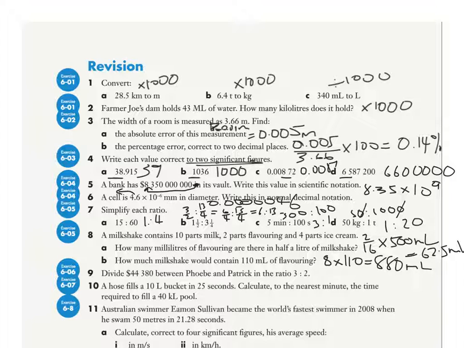Alright, 4,443,80 between Phoebe and Patrick in a ratio of 3 to 2. So Phoebe will get 3/5 of 4,443,80, while Patrick will get 2/5 of 4,443,80.